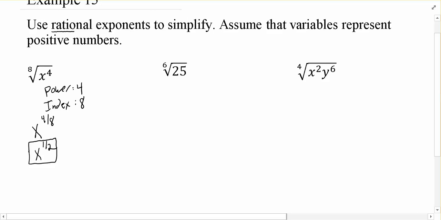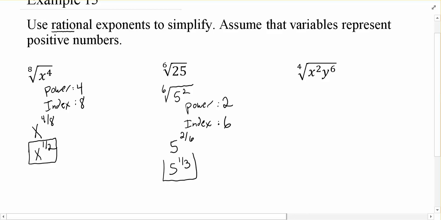Now for the second example, there's a general rule that's important, and you'll notice in your notes that's at the bottom of this example. Whenever there's a number that can be written as an exponent, do so. So the first thing I'm going to do before I even follow my directions on this problem is I'm going to rewrite 25 as 5 squared. Once I do that, then I say my power is 2, my index is 6, so this is 5 to the 2/6. Then I simplify. 2/6 simplifies to 1/3. And that's what I'm looking for.